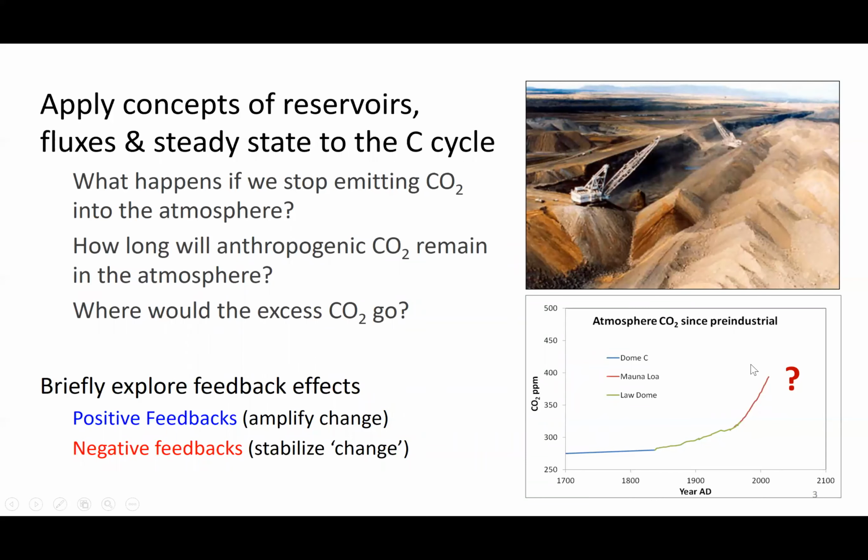But the big question of the day is, with this trajectory of CO2 increasing from about 300 years ago through to the present, what is going to happen to that trajectory if we stop emitting carbon dioxide into the atmosphere?